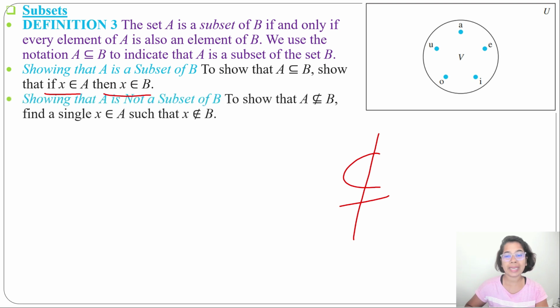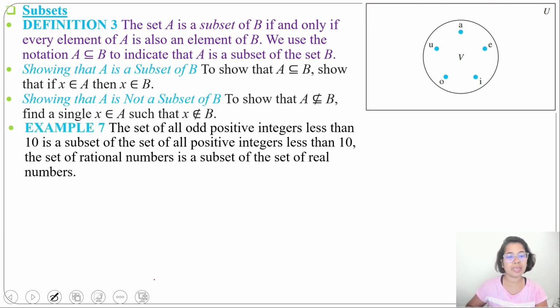So to show A is not a subset of B, we need to find a single x such that x belongs to A and x does not belong to B. So we need to find an element that belongs to A and that doesn't belong to B. Then you can say A is not a subset of B.